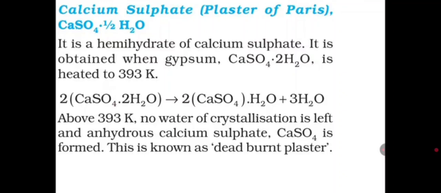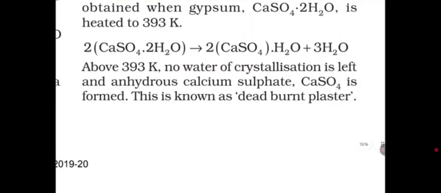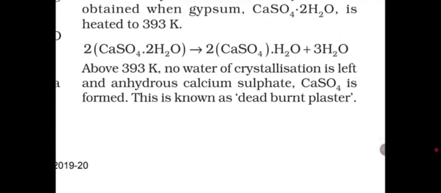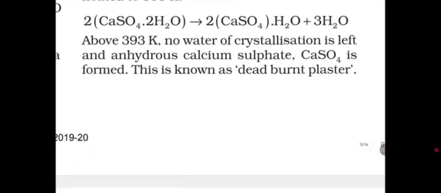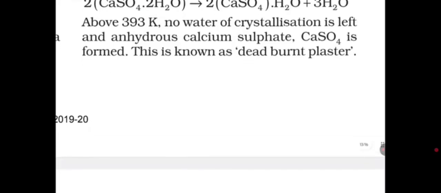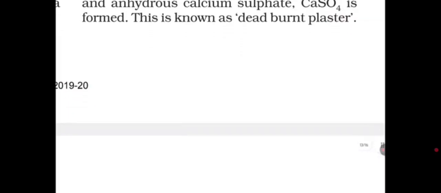Next is calcium sulfate, plaster of Paris. Calcium sulfate, CaSO4·½H2O, is the hemihydrate of calcium sulfate. It is obtained when gypsum, CaSO4·2H2O, is heated to 393 Kelvin. Reaction: 2 moles of CaSO4·2H2O gives 2 moles of CaSO4·½H2O plus 3 water molecules. Above 393 Kelvin, no water of crystallization is left and anhydrous calcium sulfate, CaSO4, is formed. This is known as dead burnt plaster.